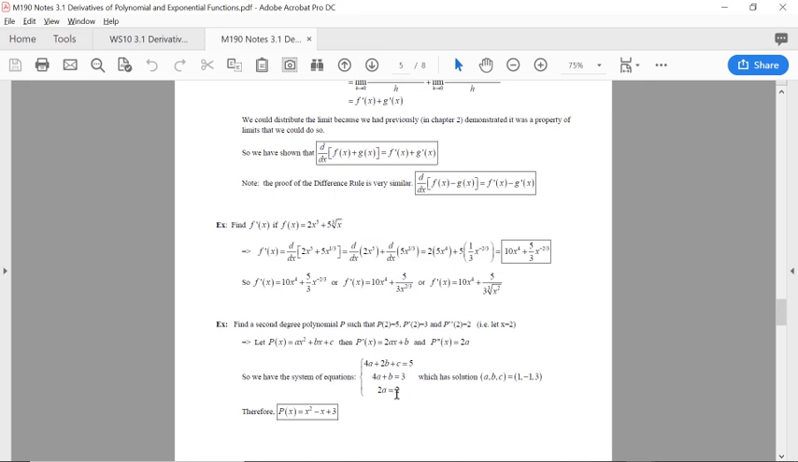A is equal to 1. Plug it into the second equation. A is equal to 1 up there. Then that means b is equal to negative 1. Plugging a is equal to 1, b is equal to negative 1 in the first equation, so we have 1 and negative 1, 4 minus 2, which is equal to 2. Subtract that from 5, you get 3, so c is equal to 3.